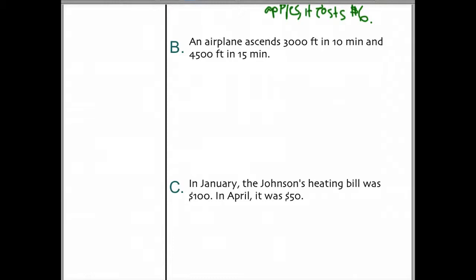An airplane ascends to 3,000 feet. Ascends means it's getting bigger. So your airplane is going in the air. So it ascends 3,000 feet in 10 minutes and 4,500 feet in 15 minutes. The first thing that we want to do is figure out our variables. We want to figure out which one is independent and which one is dependent.